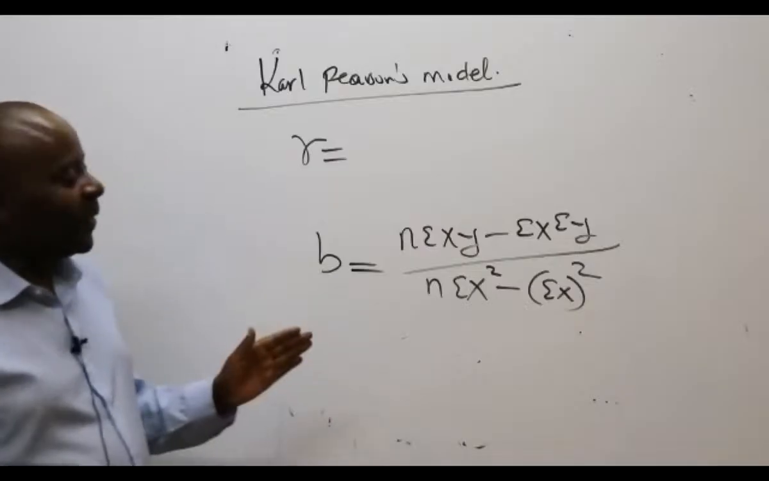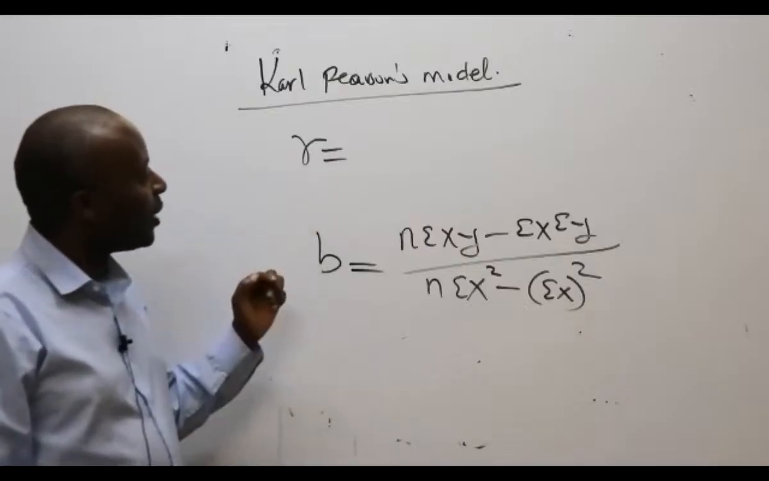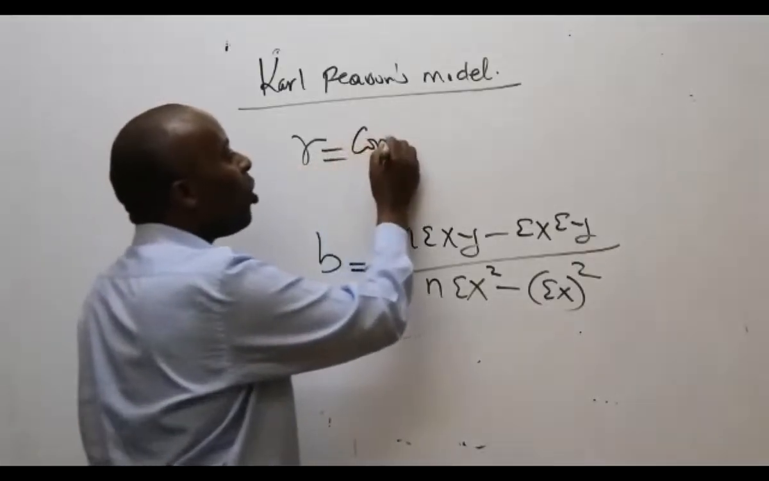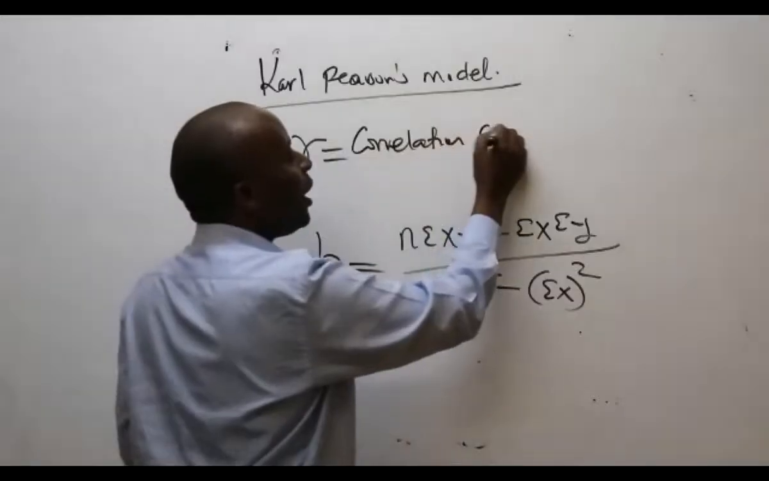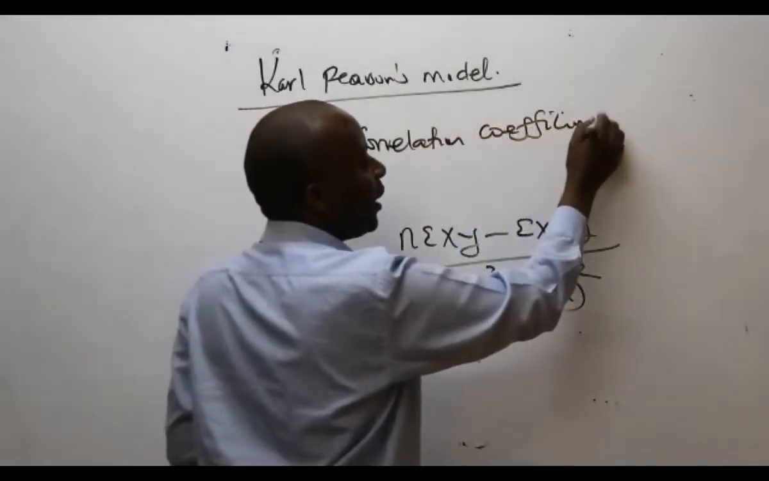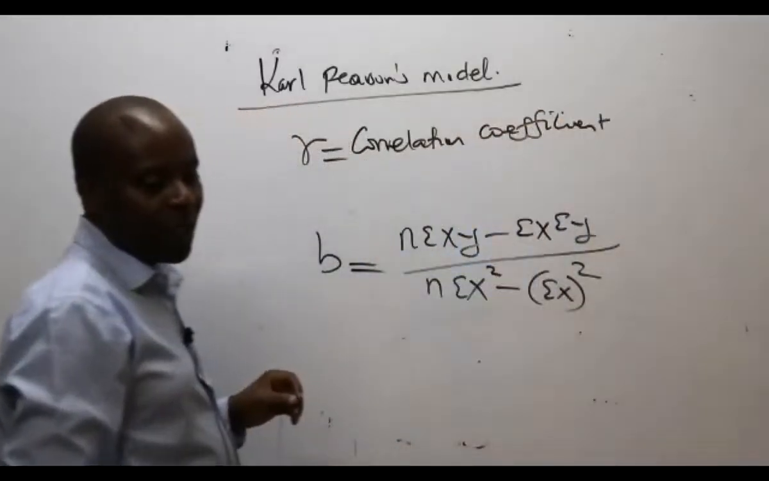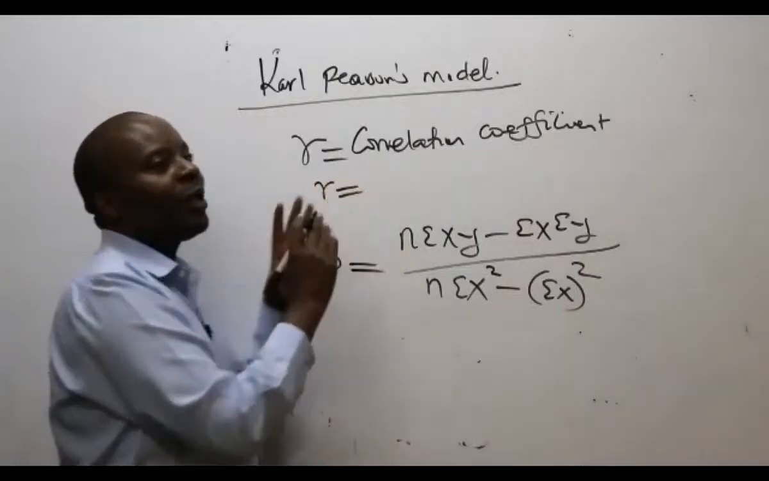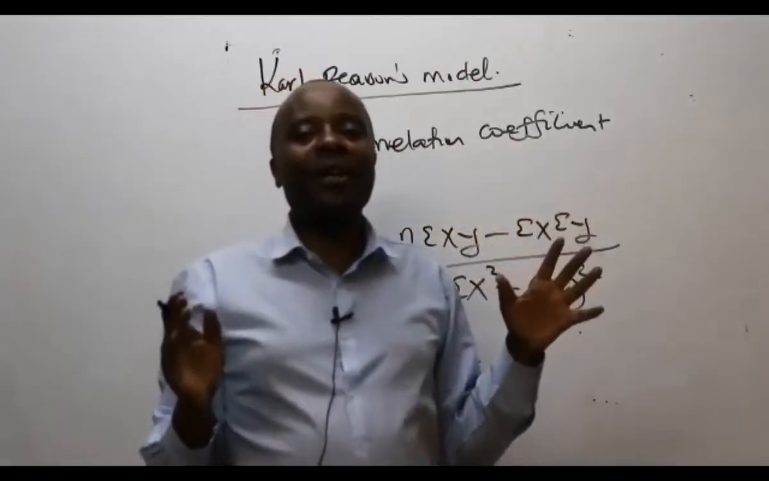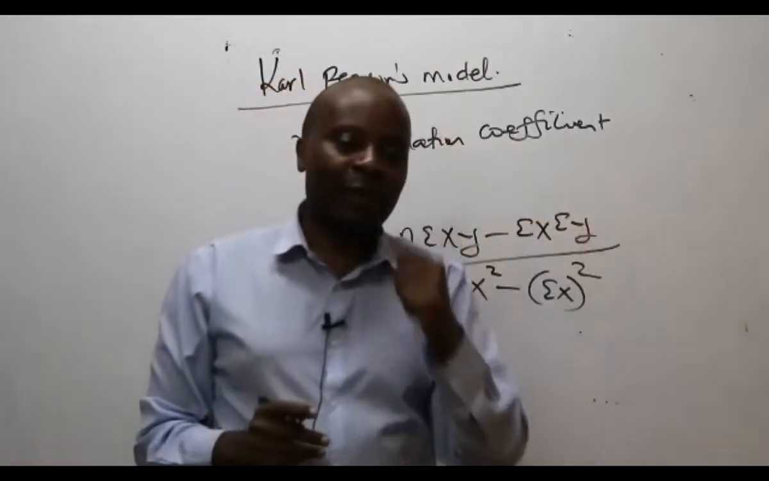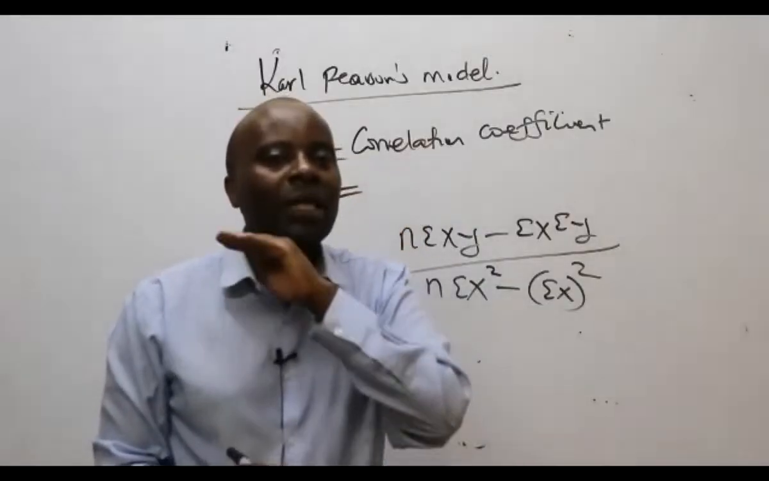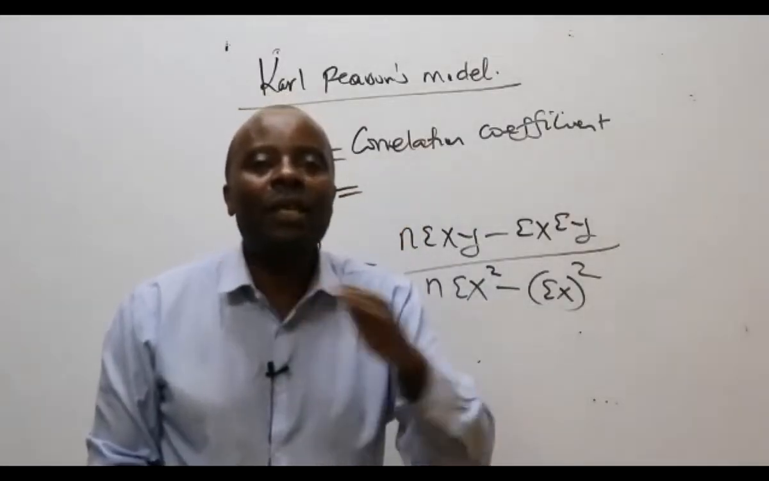Now, ladies and gentlemen, listen to me very well. Now come and get R. R stands for the correlation coefficient. I may forget about so many things, but there is one thing I will never forget: the numerator of R and the numerator of B are the same.